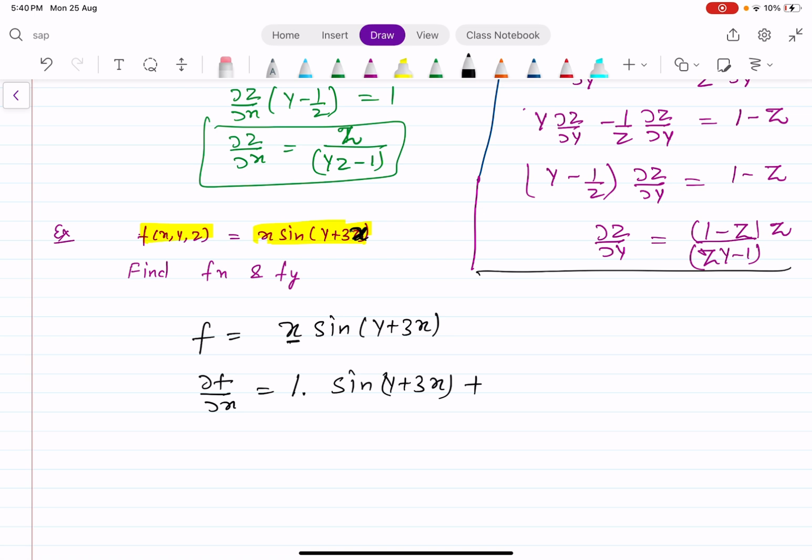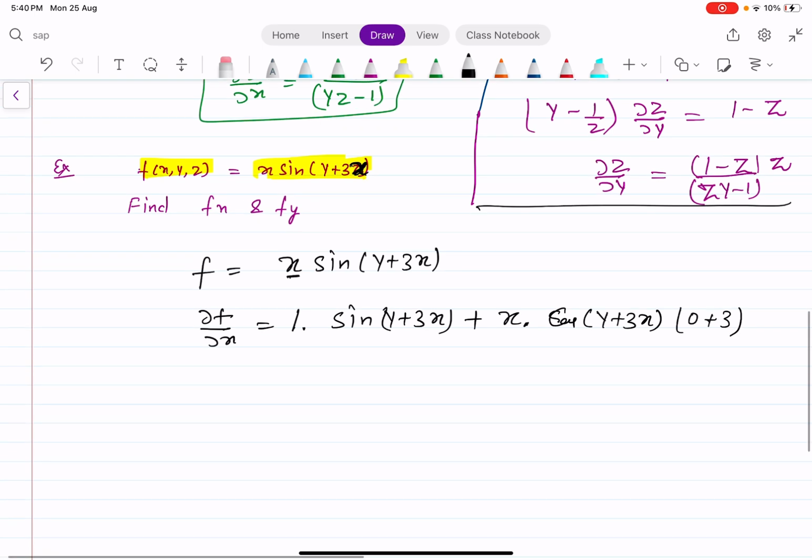Plus, now x as it is, differentiation of sin, it is cos(y plus 3x). And the differentiation of y plus 3x is what? Differentiation of y is 0, plus 3, differentiation of x is 1. So from here what we are getting, sin(y plus 3x) plus 3x cos(y plus 3x). So this is the value of ∂f/∂x.